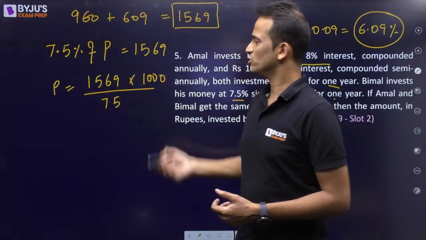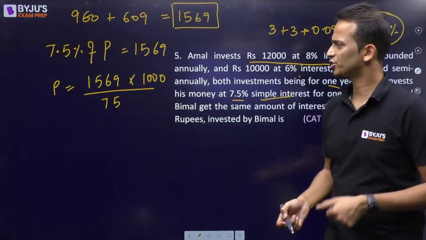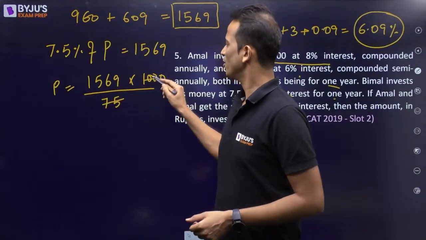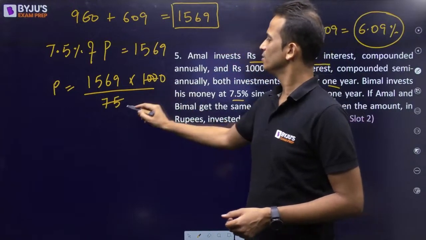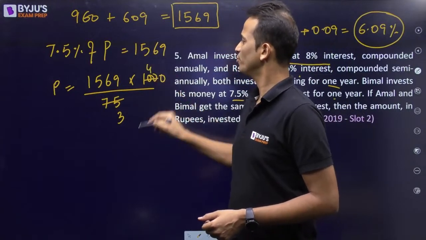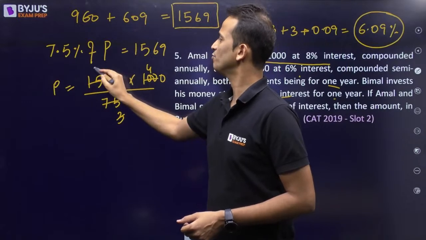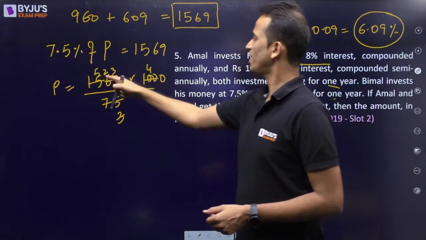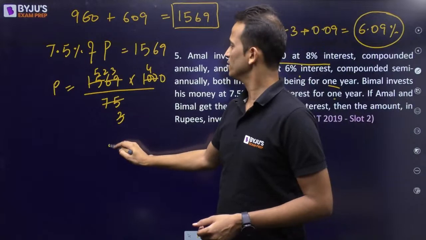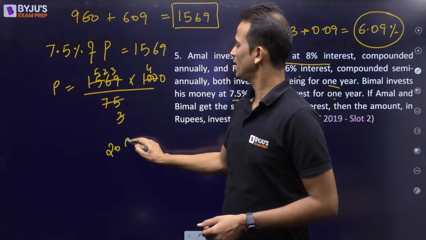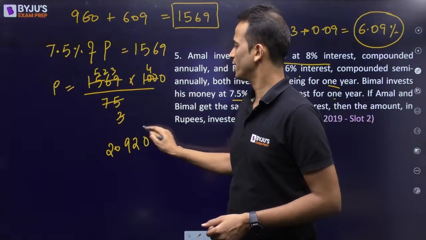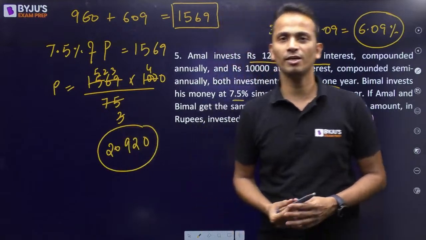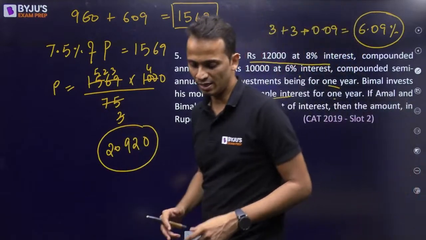I'll write it as 75, and I added one more 0 just for simplification. Now 100, 3 comes here and 4, and then this will be cancelled, 523. Now 523 into 4 is 2092, and one 0 came, so 20,920 will be the final answer.